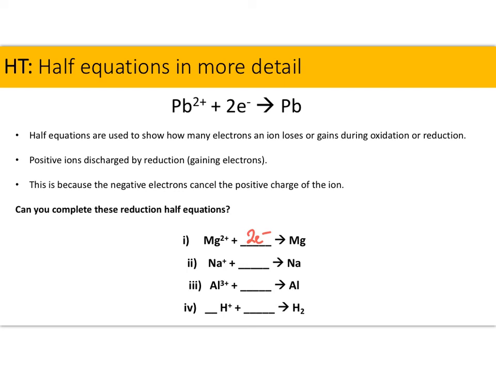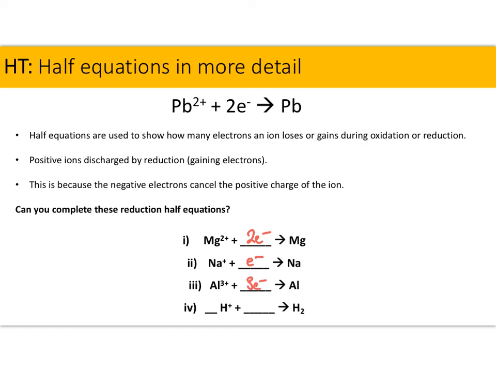If we look at the next one, 1 sodium on the left, 1 sodium on the right, that's fine. We've got a 1+ charge on the left, a 0 charge on the right. We need to bring down the left by 1, so we're going to add 1 electron. We've got the right number of aluminiums in the third equation. We've got 1 aluminium on both sides. We've got an overall charge of 3+ on the left at the moment and 0 on the right. So we need to bring down the left by 3, so we're going to add 3 electrons.